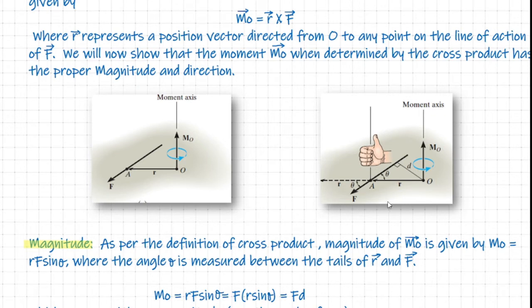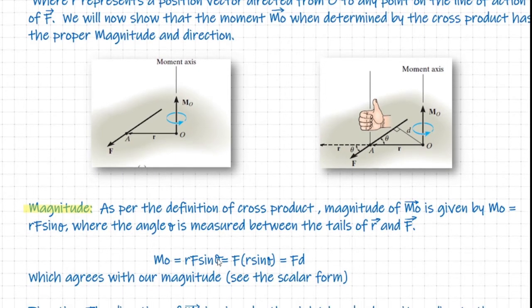Look here. This is my force F, and this vector R, I just continued it so that I confirm that yes, theta is the angle between the tails of vector R and vector F. So we find that the magnitude of the moment calculated about the point O due to the force F has a magnitude of how much? R F into sine theta, right?